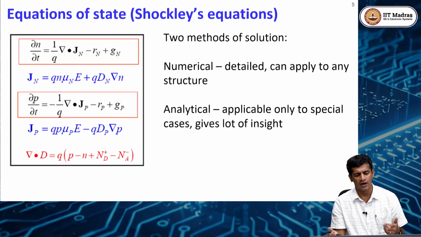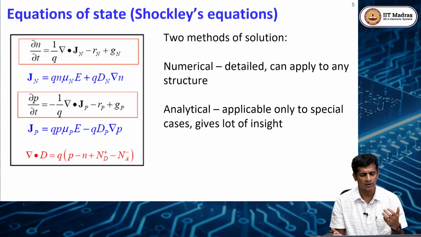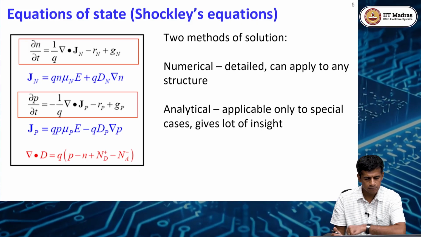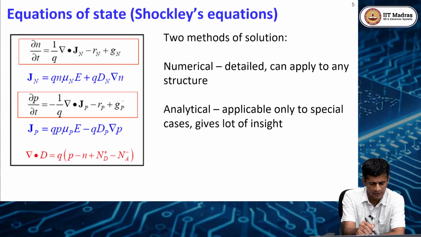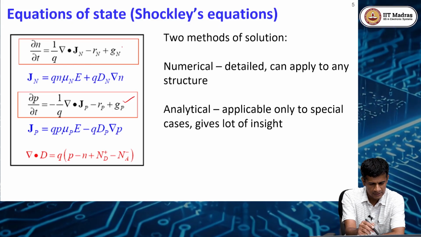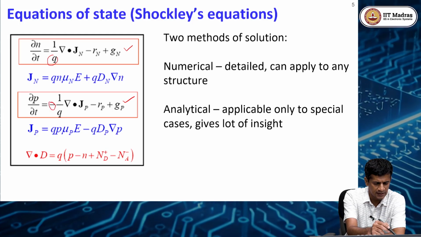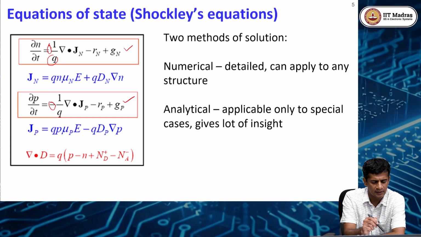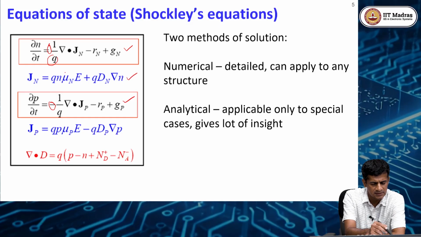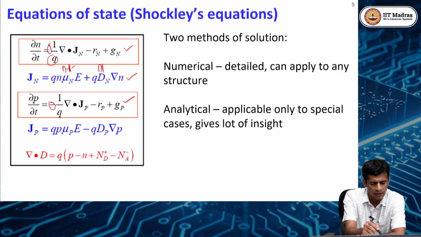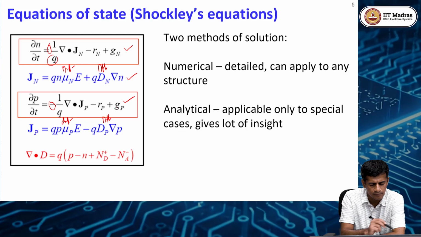Now, having learned about the continuity equation, let us formally see what constitutes the equations of state. The first one, let us start with this, is the continuity equation for holes. This is the continuity equation for electrons. The only difference is that electrons have a minus q, so that is why this minus has become positive here. Then you have the electron current density expression. This is the drift current and this is the diffusion current. Similarly, there is a hole drift current and a hole diffusion current.